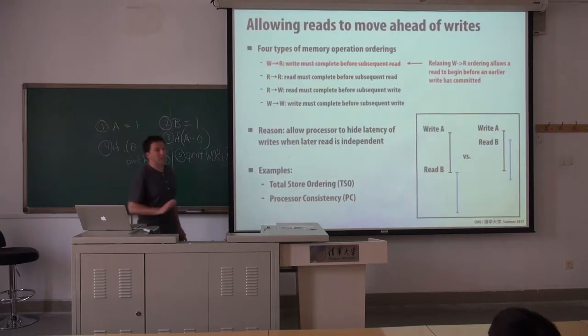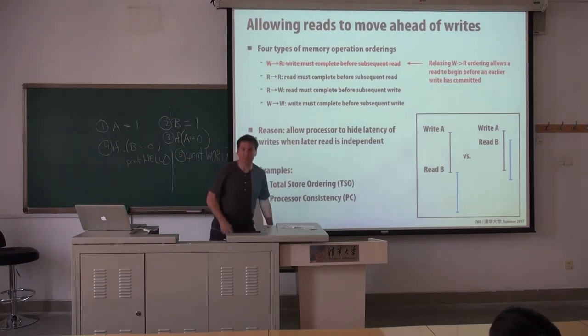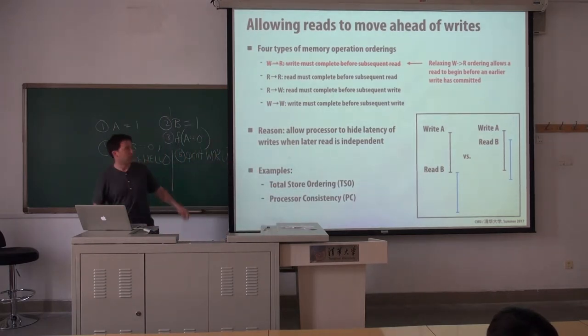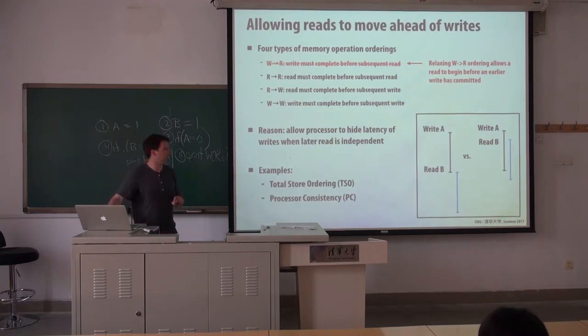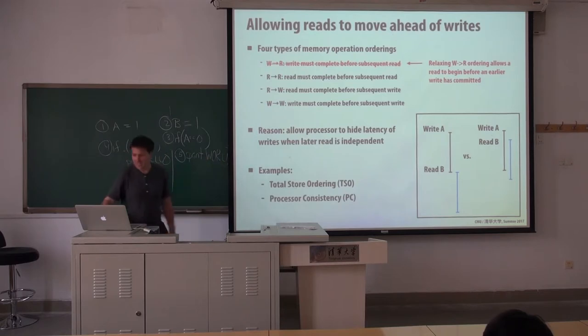So I want to talk about the most common reordering, which is reordering reads after writes. So this is a read to B after a write to A. And the major reason why we do this is that we would like to read B so the processor can keep going while the write is still going out to memory. And there are some examples of schemes that allow this.